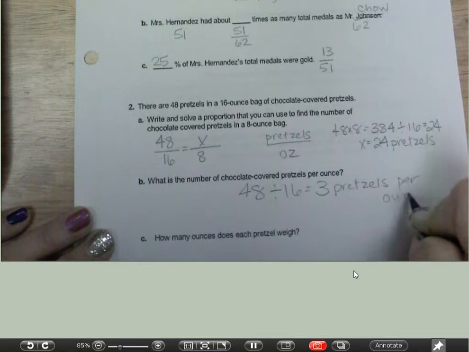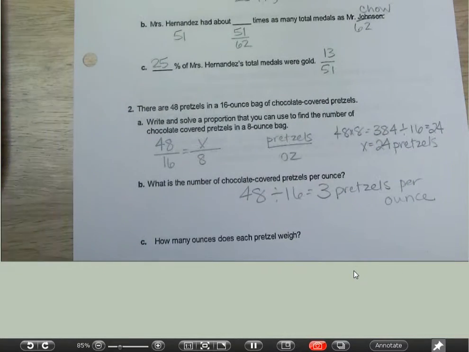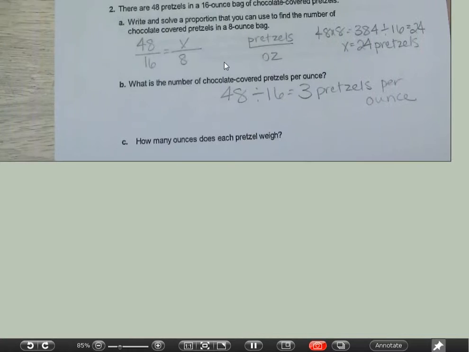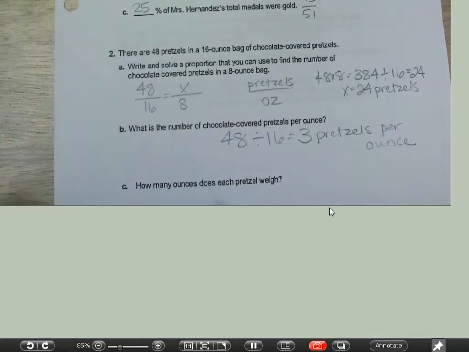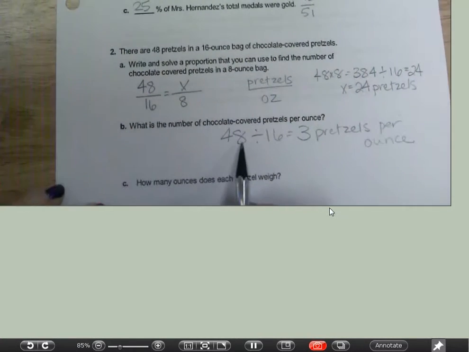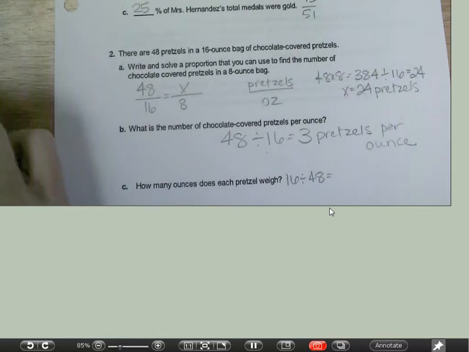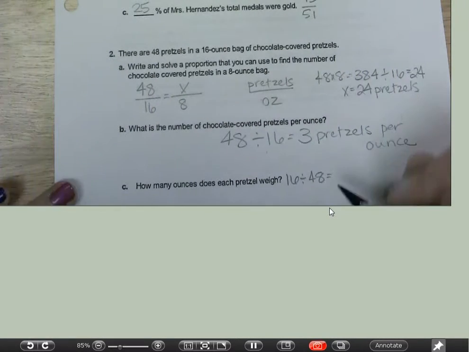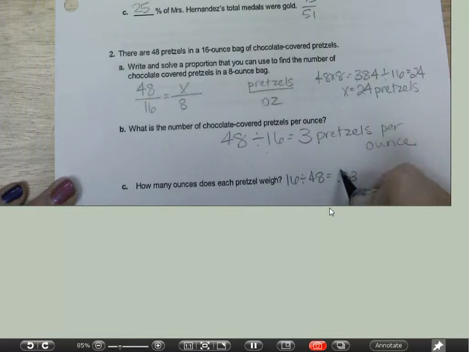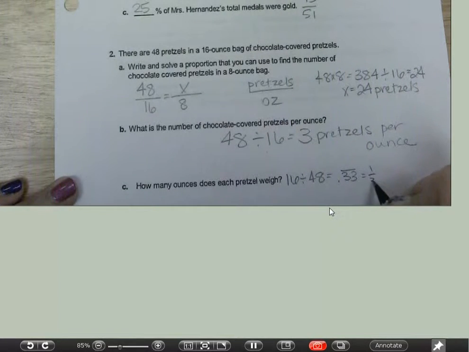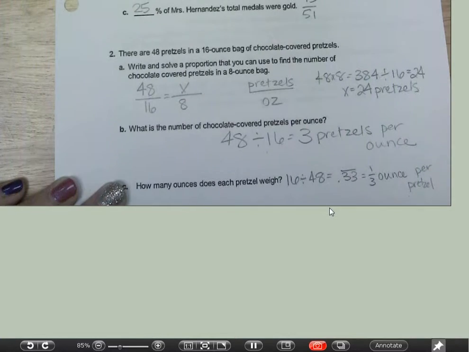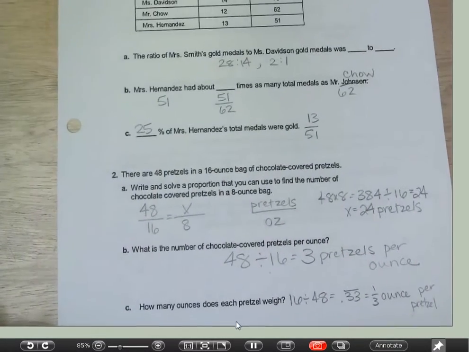Now, question C might be a little bit confusing because it asks how many ounces each pretzel weighs. That just means ounces per pretzel. So instead of doing pretzels per ounce, we're going to do ounces per pretzel, because remember, we divide it like we say it. So 16 divided by 48 is 0.33 repeating, which we know equals a third. So 1/3 ounce per pretzel. All right.